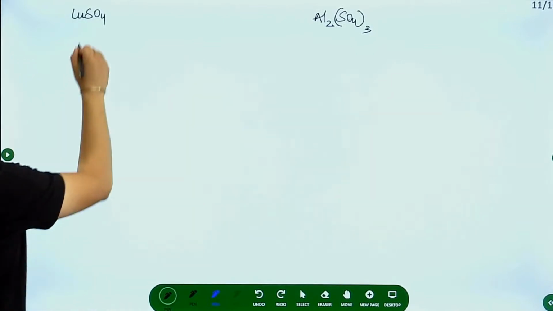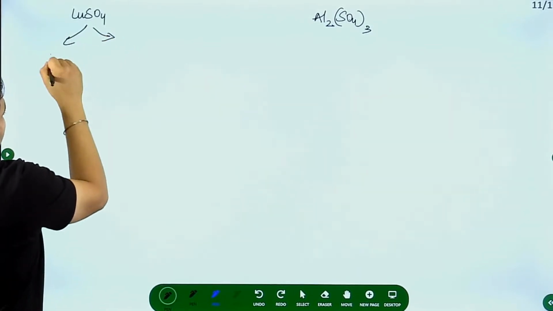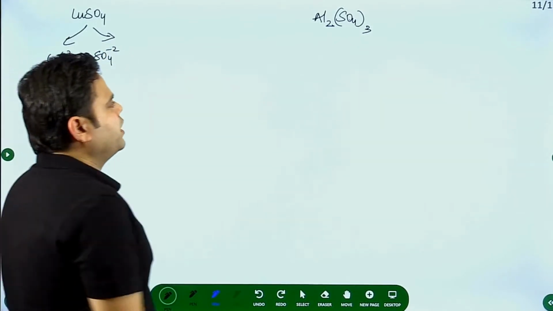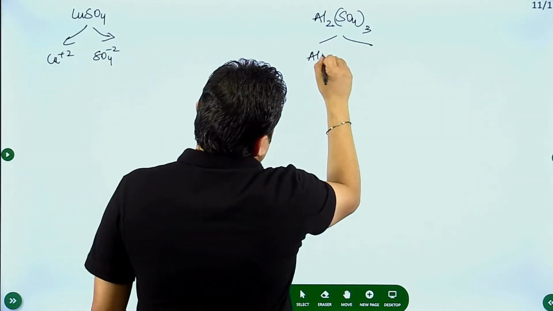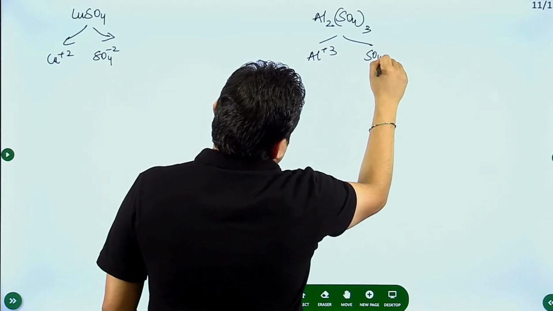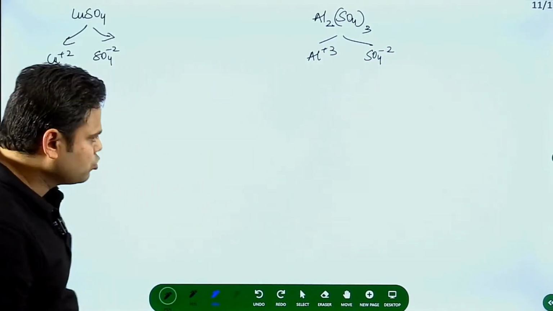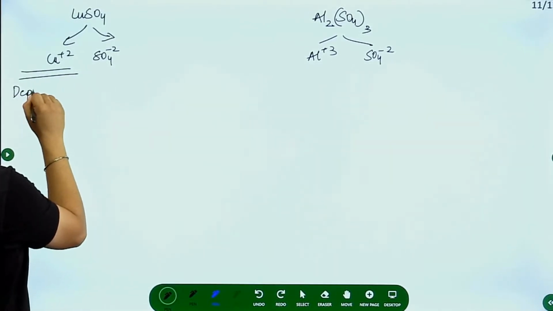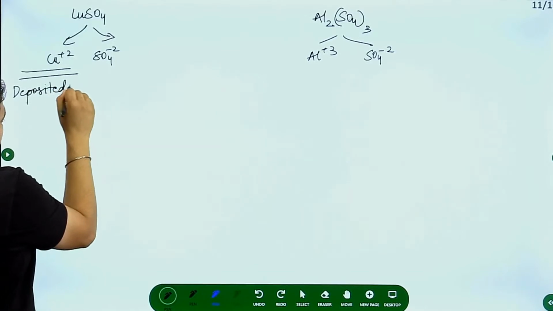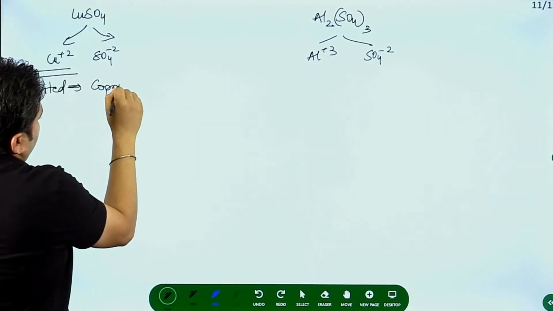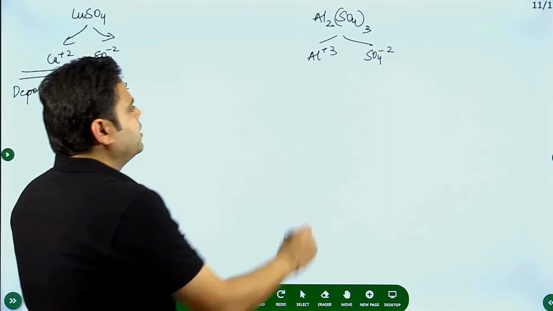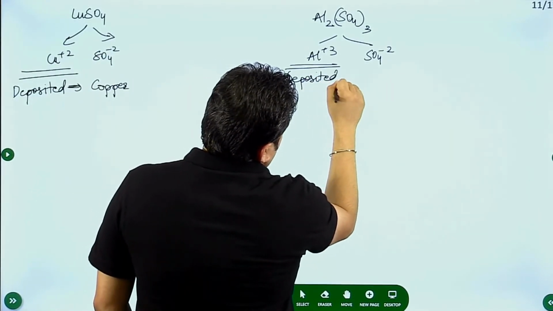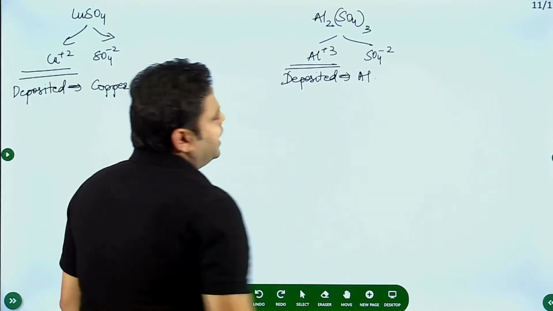Now copper sulfate, what will get deposited over here? We will have two things, Cu2+ and SO4 2-. Over here what will we have? We will have Al3+ और SO4 2-. तो एक चीज तो क्लियर हो गई, यहां पर कौन डिपॉजिट हो रहा है? कॉपर. What is getting deposited? Copper is getting deposited. यहाँ पर aluminium will get deposited. So what gets deposited over here is aluminium.